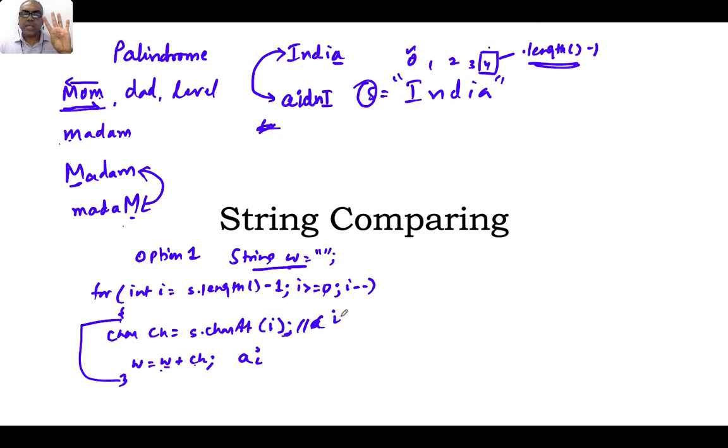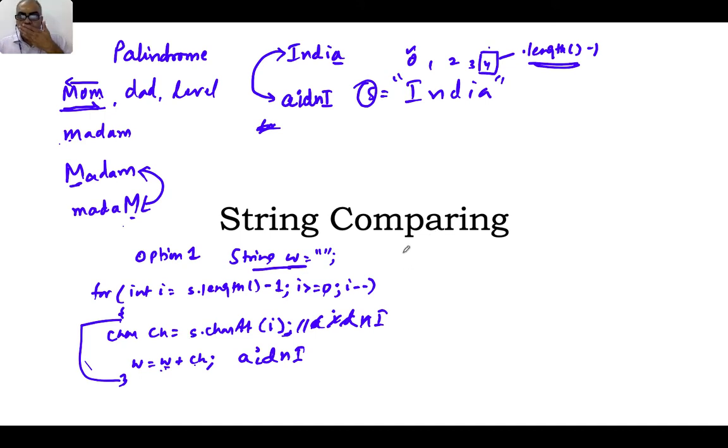The computer goes to the previous character D. AI plus D is AID. The computer goes to the previous character N. AID plus N is AIDN. The computer goes to the previous character I. AIDN plus I is AIDNI. This is reverse. This is option 1 that I can do for reverse.